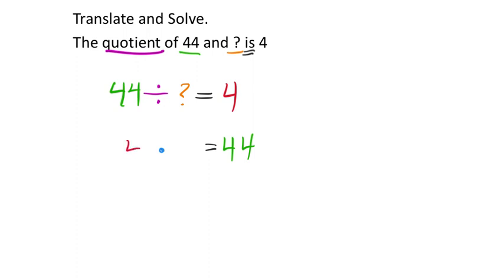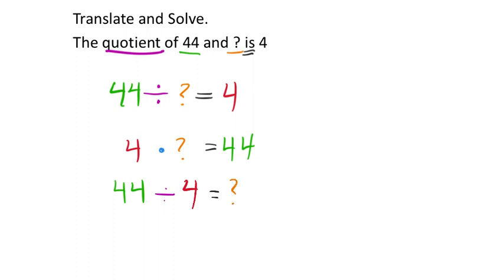I don't think that helped. It didn't. Yeah, it'd be 4 times question mark equals 44. Maybe that does help. What I needed to do is go back to the division problem. So that's a dividend. We're going to keep division, but I can switch the quotient and the divisor. So then it'd be 44 divided by 4 equals question mark.